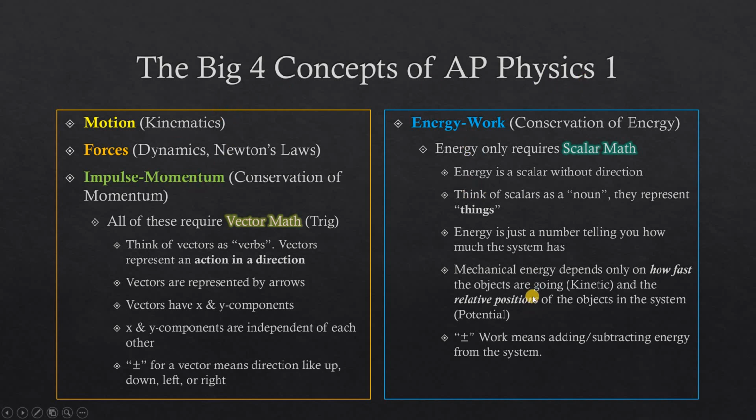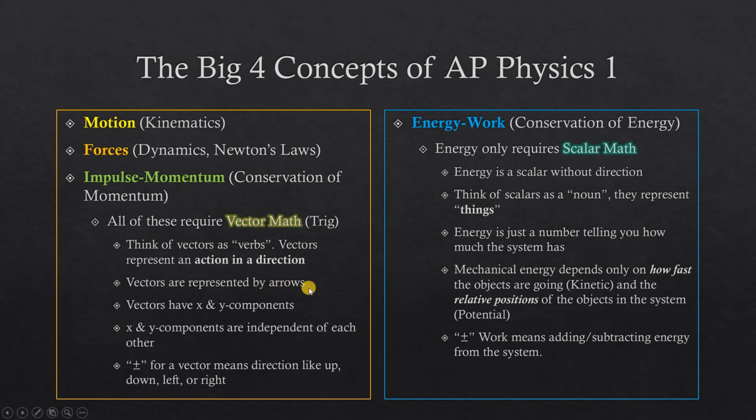These four big ideas fall into two different math groups, and it's very important that you know the difference between the two. Motion, forces, and impulse and momentum, these are all vector math ideas. You're going to have to use trig. Think of vectors as verbs. Vectors represent an action in a direction. So like a displacement, you're moving in a certain direction. A velocity, negative velocity means you're moving in the negative direction. An acceleration or a force up or a force down, say from gravity.